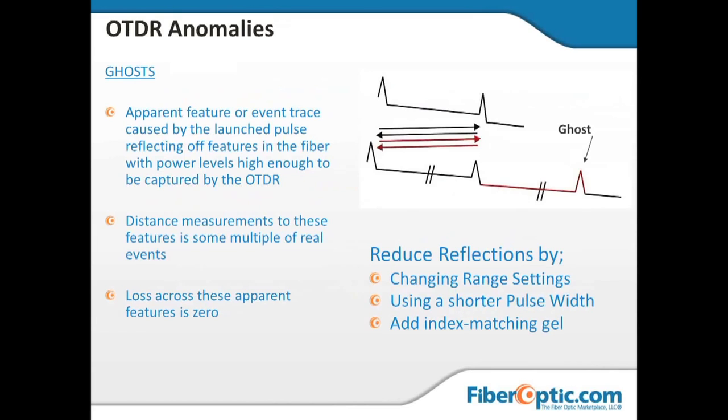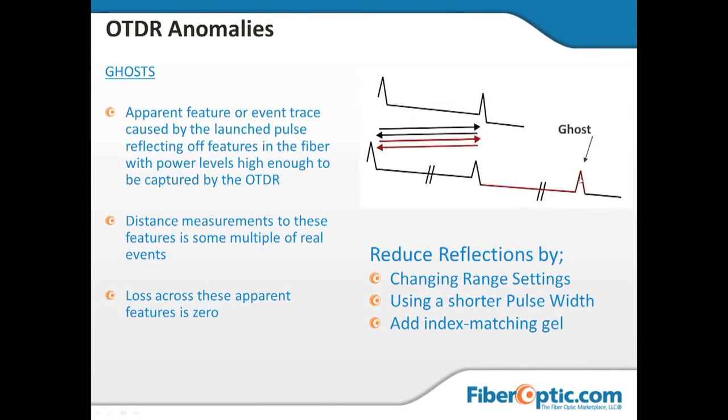Now, again, what happens is the light makes the trip out, hits the reflective event, makes the trip back. Well, if it's coming back hard enough, it might make the trip the second time and go out and then back. Here's where it shows me the first event, which is real. And after this red line goes back and out again, it gives me this event here, which you can see demonstrated by the red line. And you'll notice it's exactly the same distance, and it has no loss.